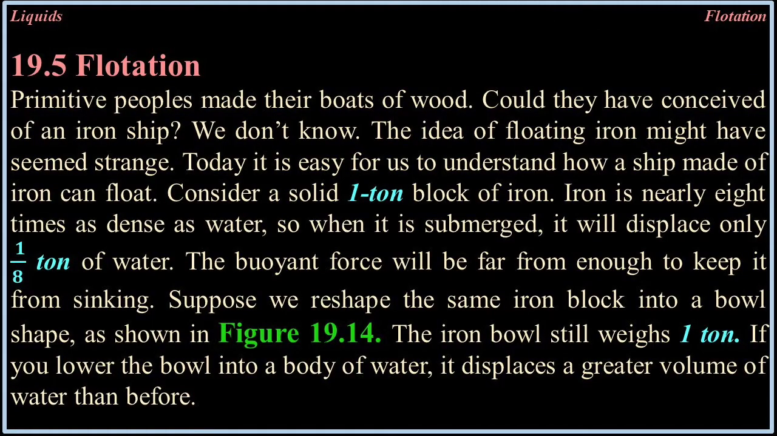1905, flotation. Primitive peoples made their boats of wood. Could they have conceived of an iron ship? We don't know. The idea of floating iron might have seemed strange. Today, it is easy for us to understand how a ship made of iron can float.